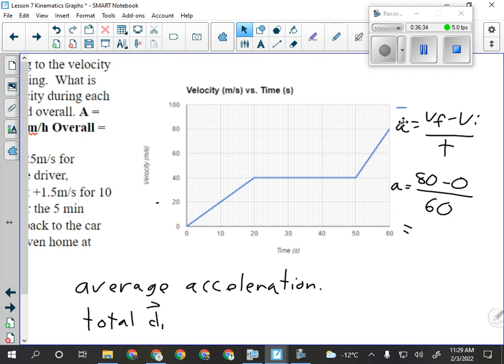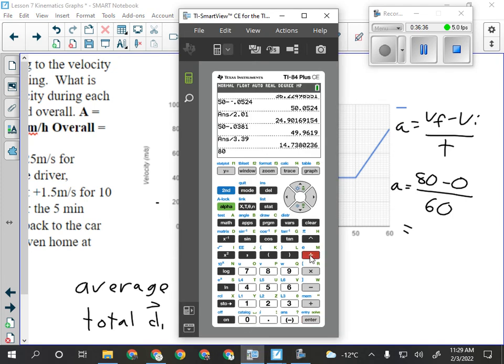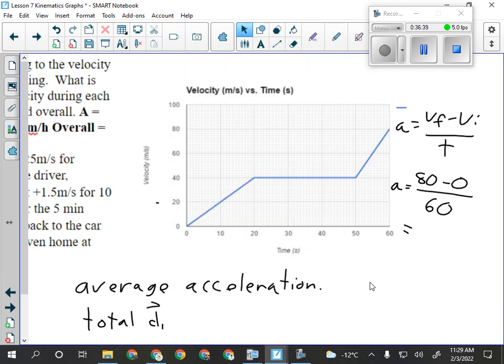I shouldn't do math in my head. 1.3. See, that's why I shouldn't do math in my head. 1.3 meters per second squared, and that would be positive because it is increasing in velocity on average. Incidentally, would that be the slope of that line? That would be the average acceleration over the entire trip, right? On average, that's essentially what it did over the whole trip. Let's do that.